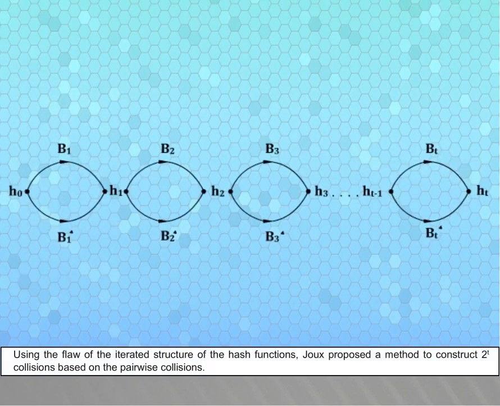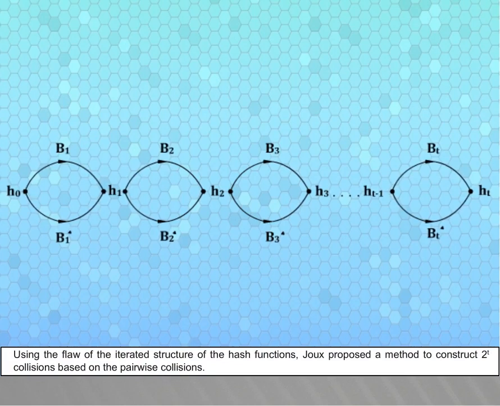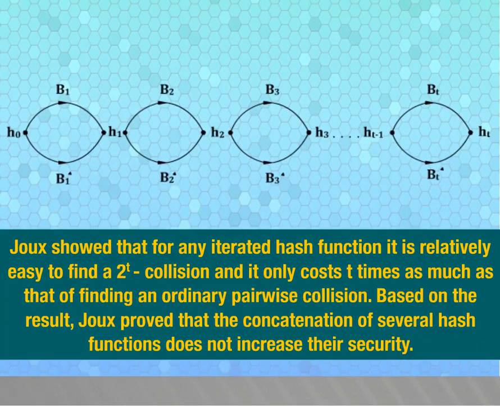Using the flaw of the iterated structure of the hash functions, Joux proposed a method to construct 2^t collisions based on pairwise collisions. Joux showed that for any iterated hash function, it is relatively easy to find a 2^t collision, and it only costs t times as much as finding an ordinary pairwise collision. Based on the result, Joux proved that the concatenation of several hash functions does not increase their security.